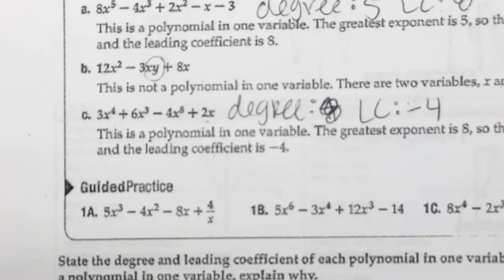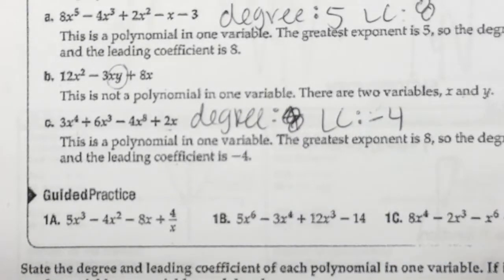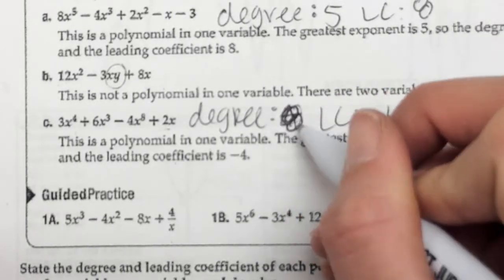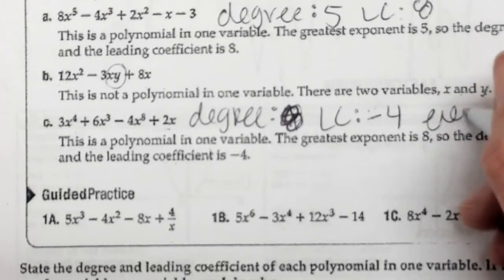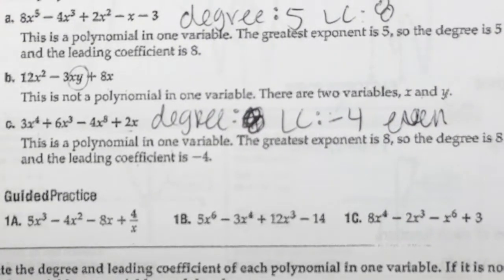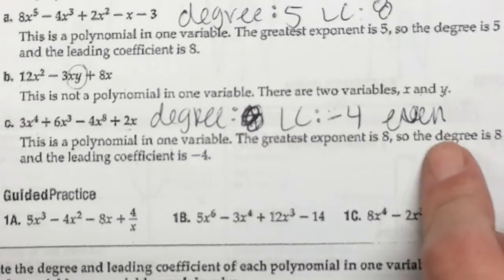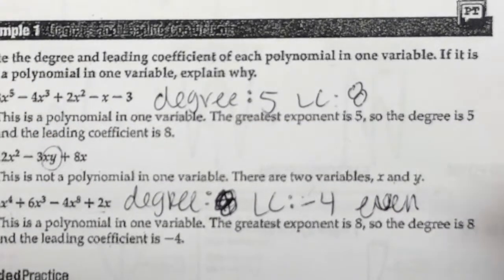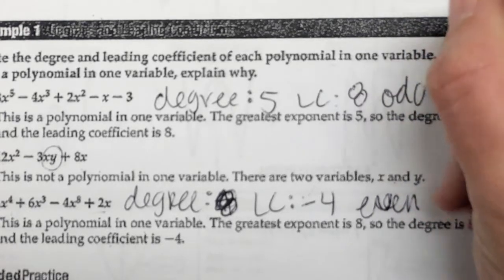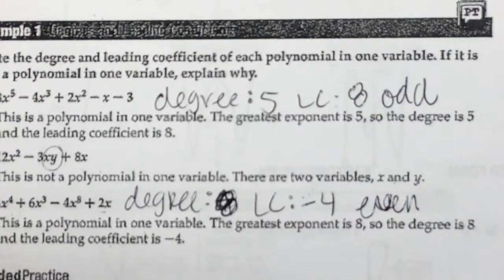We're going to add one more thing to this. There's even and odd polynomials, and that depends on the degree. Okay, so like for C, the one we just did, what's the degree? And 8's what kind of number? Even. So this is an even polynomial, because the degree is even, so the polynomial is even. This polynomial is going to be what? Odd. Because the degree is odd. So we're going to add that in.